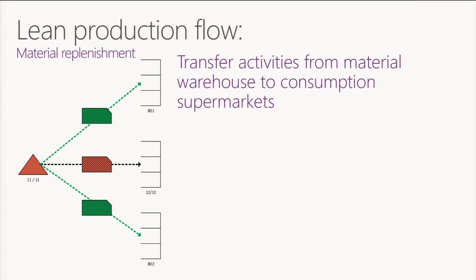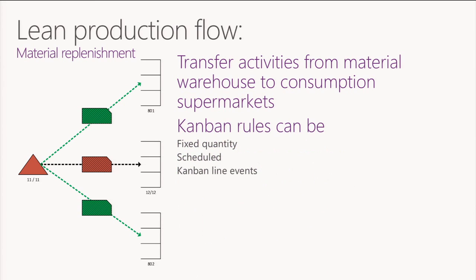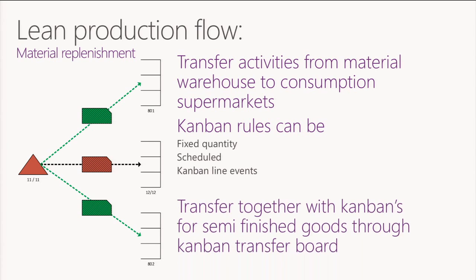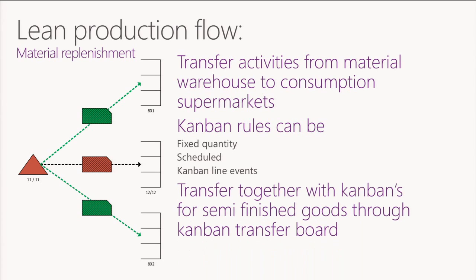So I'm using transfer activities from the material warehouse to consumption supermarkets. And the replenishment strategies for the Kanban rules here can be fixed quantity, scheduled, or Kanban line events. And then finally, I can transfer this together with Kanbans from semi-finished goods to the Kanban transfer board. So in the same board, you see the semi-finished goods that you want to move out and the materials. And we're going to show that.